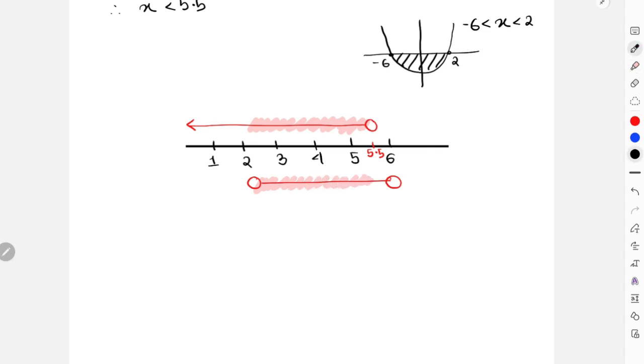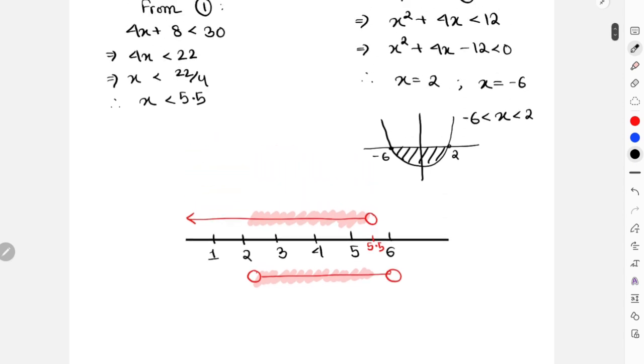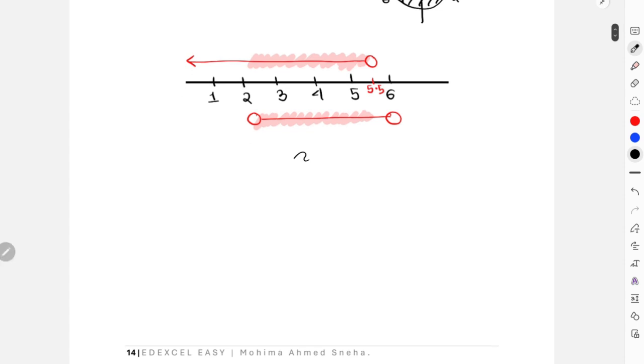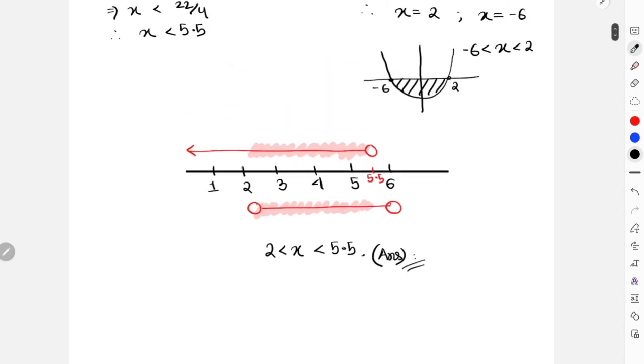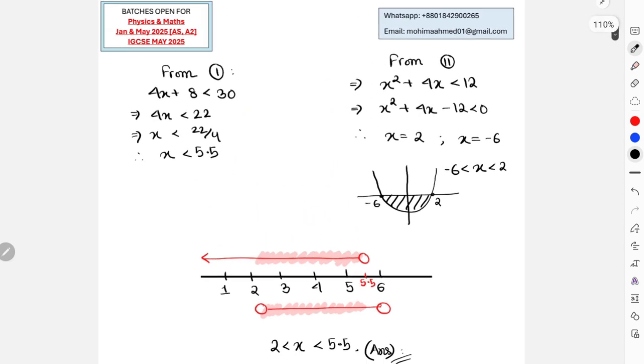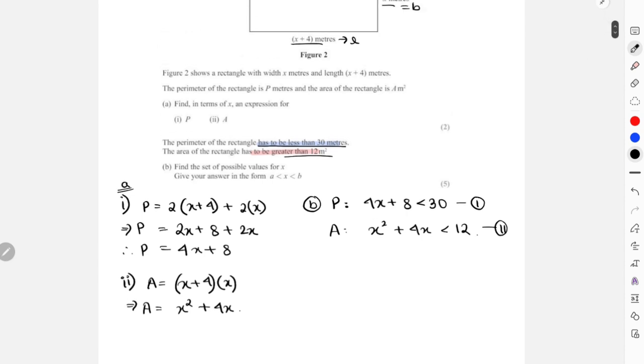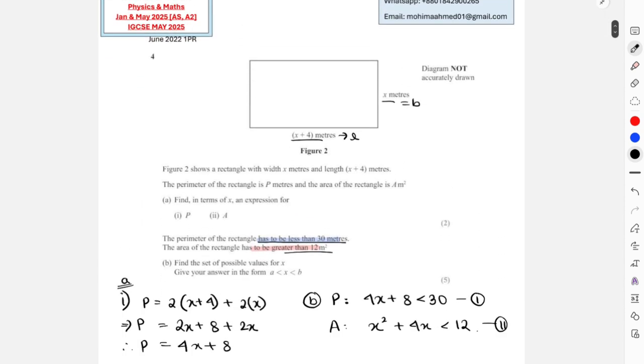That means over here your final inequality that is suitable, that actually goes for both the inequalities, is that x has to be less than 5.5 and x has to be greater than 2. This is your final range, this is your final answer. Okay, with this our question ends. This was your question for June 22 1 PR.